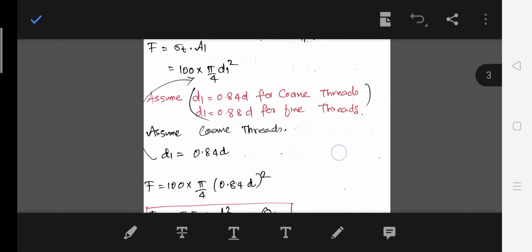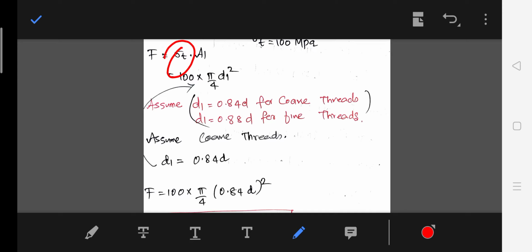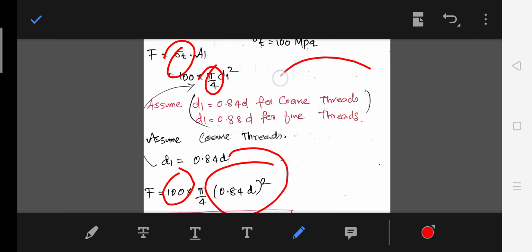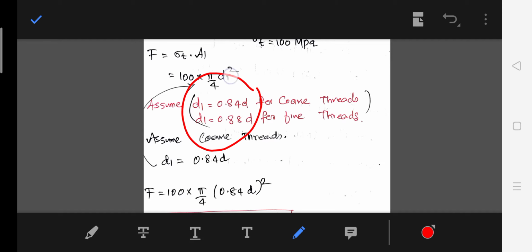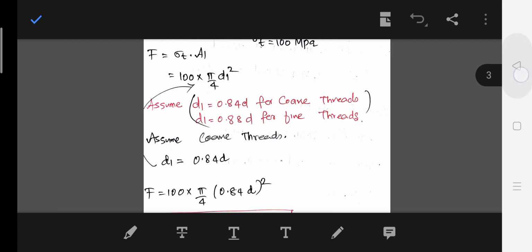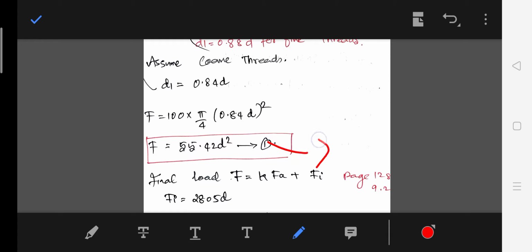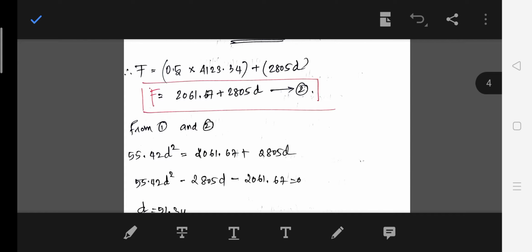So sigma T is 100, pi by 4, and instead of d1, 0.84 d. We are assuming it here; in some questions it will be given as coarse thread, so we take d1 equal to 0.84 d. If it is fine thread, we have to take 0.88 d. This is not available in the data book. So this is equation number 1, and on simplifying we get the value of F. Equation number 2 is also the value of F.